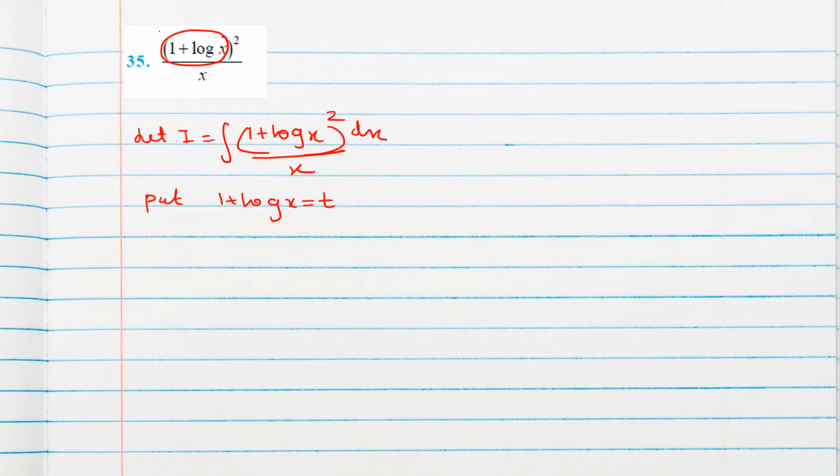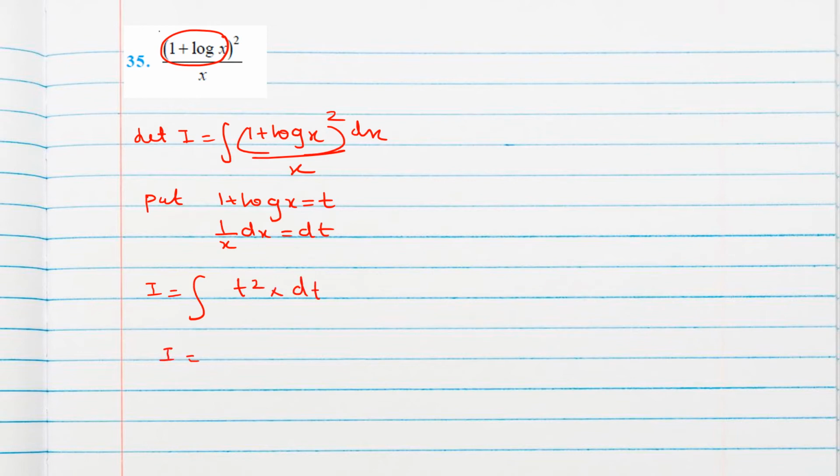For this particular integral, 1 plus log x we will suppose as t. But first let the integral be I. Then put 1 plus log x as t. So derivative of 1 will be 0, log x means 1 by x dx, which gives dt. So our integral will become now 1 plus log x is t square and dx by x is dt.